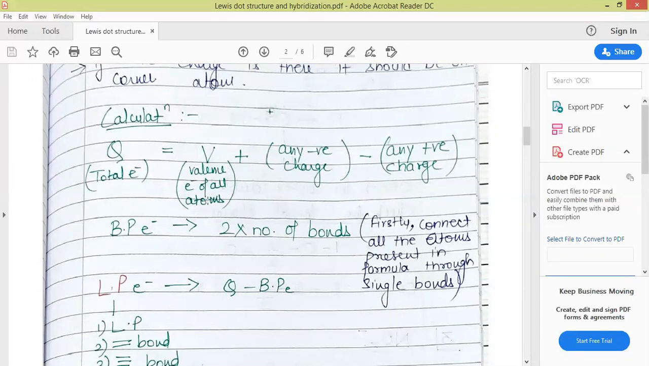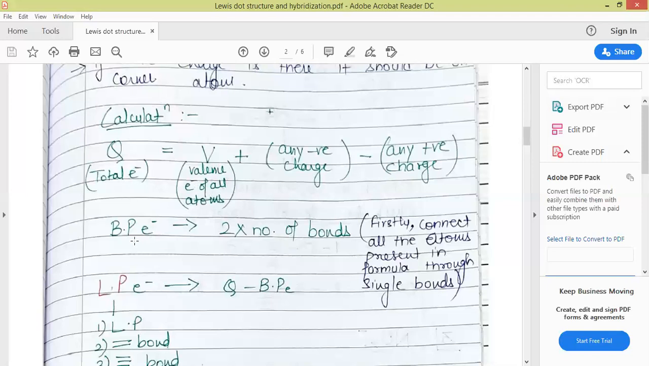V is the valence electrons of all the atoms in the molecule. Say it is CO2: valence electrons in carbon is 4, valence electrons in oxygen is 6. So it has a total of 6 into 2 plus 4, that is 16 electrons. It doesn't have any negative or positive charge. For CO2, Q comes out to be 16.